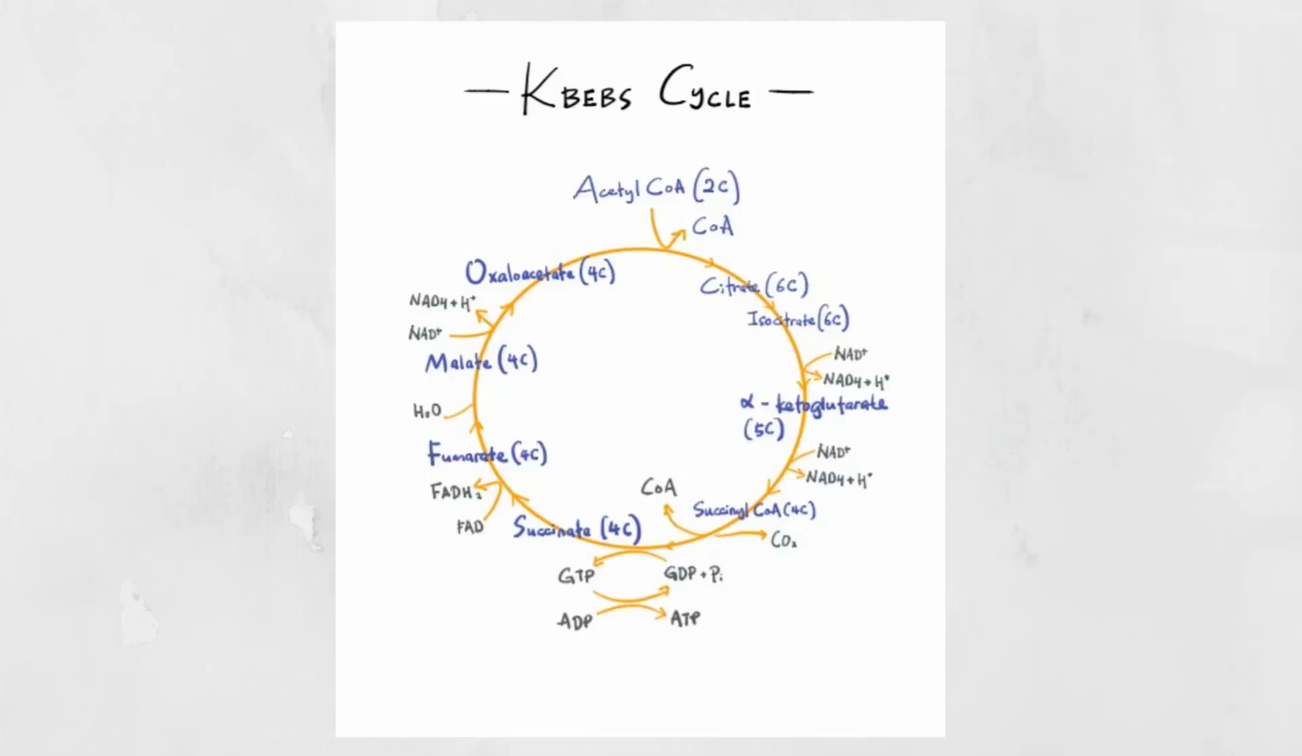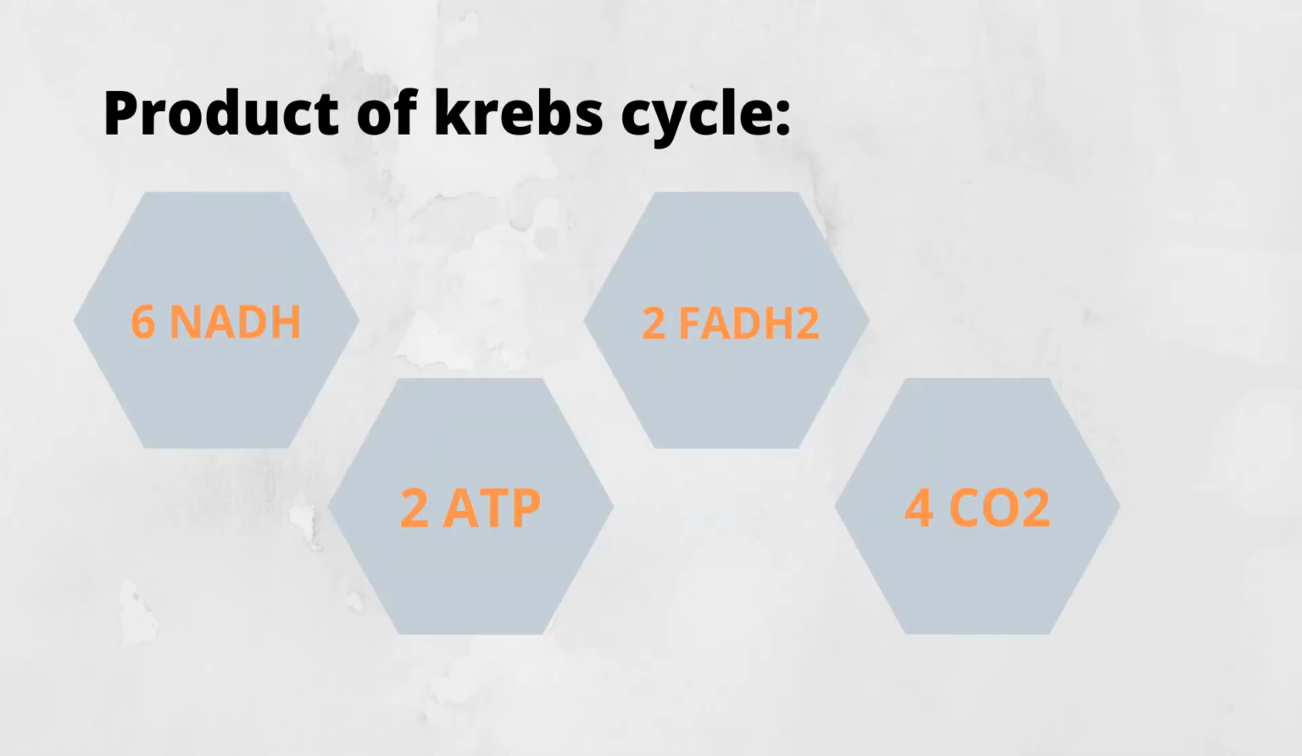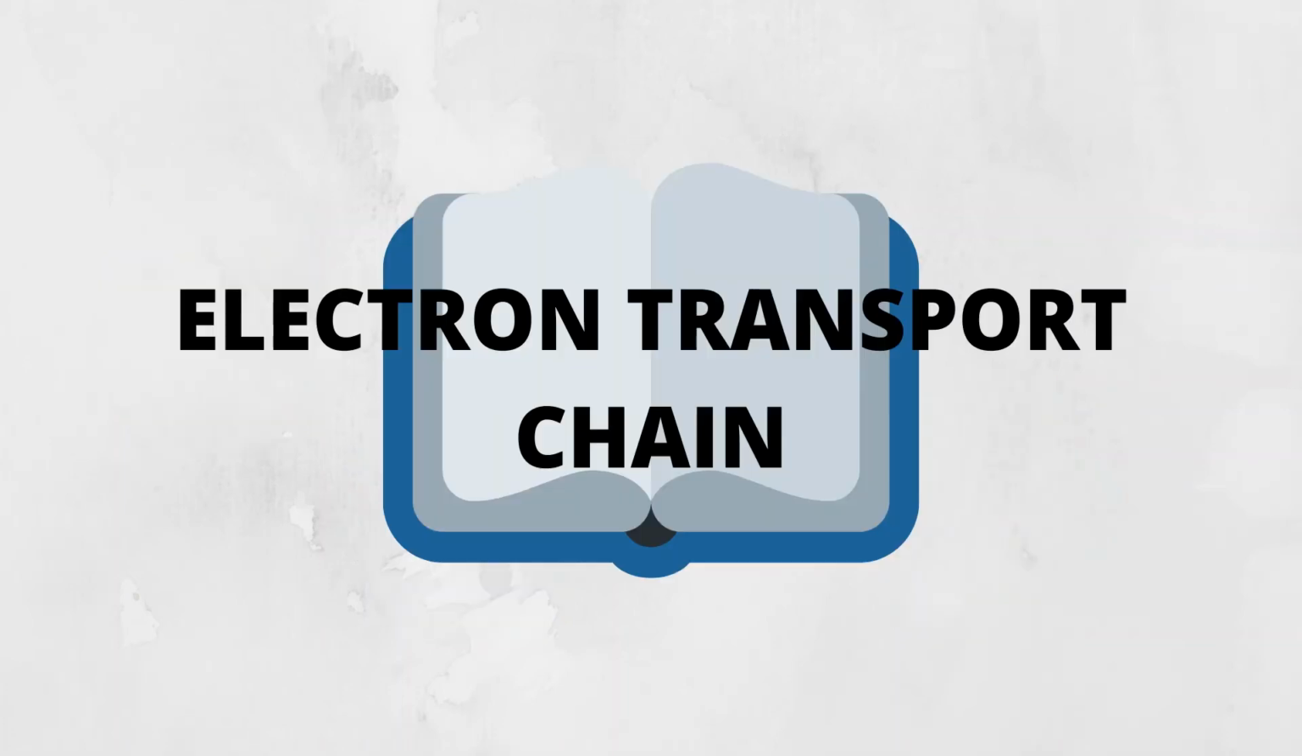This is the full set of steps of the Krebs cycle. These are the products of the Krebs cycle. Now, let us move to the electron transport chain. The electron transport chain occurs in the inner membrane of the mitochondria.